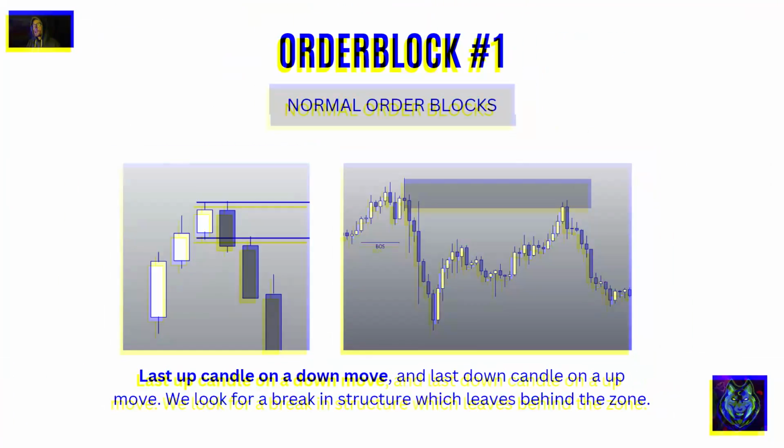Order block number 1. This is the normal standard order block. It's the last up candle on a down move and the last down candle on an up move. We look for a break in structure which leaves behind the zone. So over here you can see we've got this down move, this displacement, break of structure, and it's the last bullish candle before the bearish drop. We mark out the wicks, we extend that zone, and this becomes our standard order block. As you can see, price retraced, tapped into the zone before it reversed in the opposite direction.